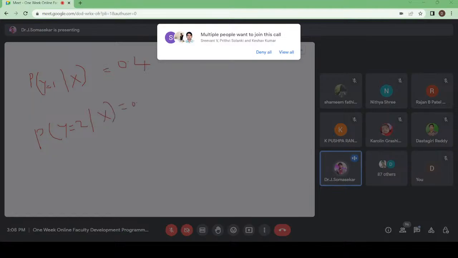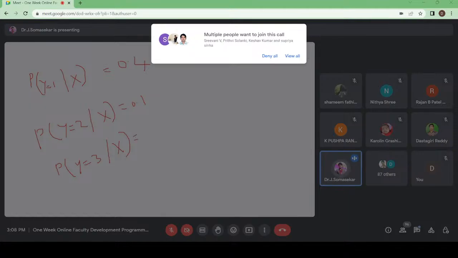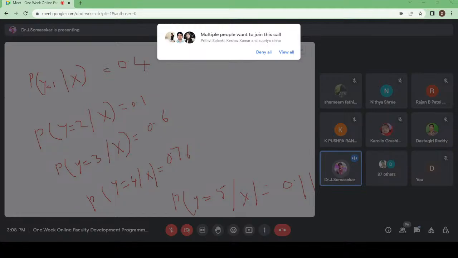So 0.1, let us assume, and probability of y equal to 3 given x. X means the ratings of the same customer given to other items or other products. So this is 0.6, let us assume. So probability of y equal to 4 rating given x, that is called the feature vector, 0.76, and probability of y equal to 5 rating given x, let us assume 0.1. Let us assume some value. So we have to find like this.